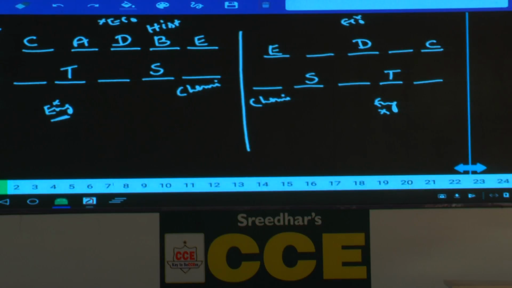Again coming to this one, T does not teach English, so B cannot be facing this person, because B faces the person who teaches English. As B is here, this S will teach English. Now this person A is here, and A will teach history, isn't it? Now B teaches history, then what is the other information here?